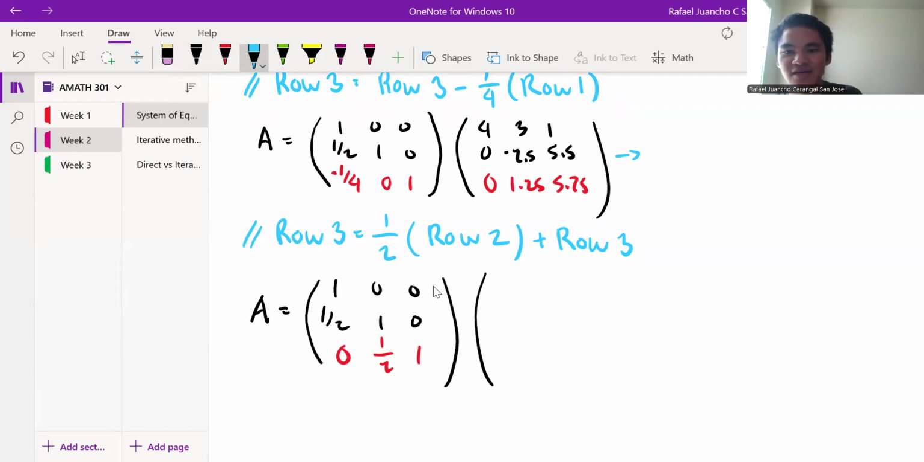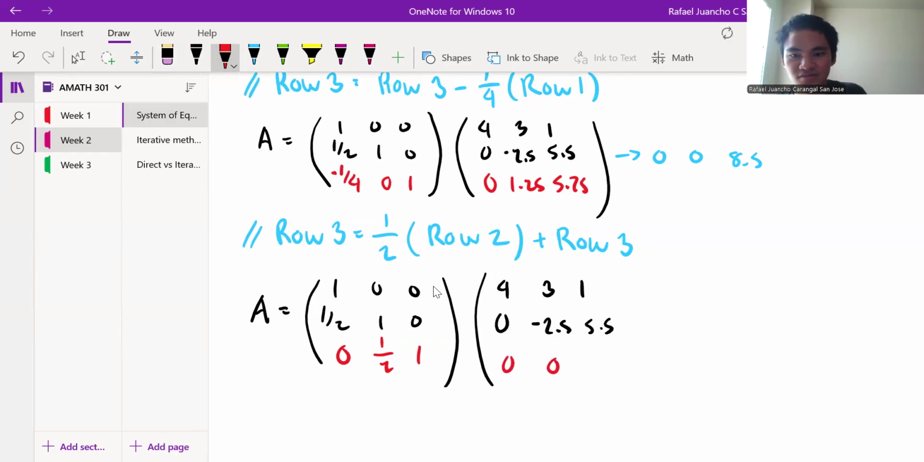So I multiply this by 1/2 and I add it to row 3. So this is still a 0 plus 0. I multiply this, well, it's negative 1.25. I add it to here, I get 0. And then I'm pretty much done here, but 5.5 divided by 2, I got 2.75. I add it to here, 5.75. I got 8.5 actually. And here I get 4. I get 3. I get 1. 0, negative 2.5, 5.5. And then what I changed here. So I get 0, 0, 8.5. And I'm done. I have everything.